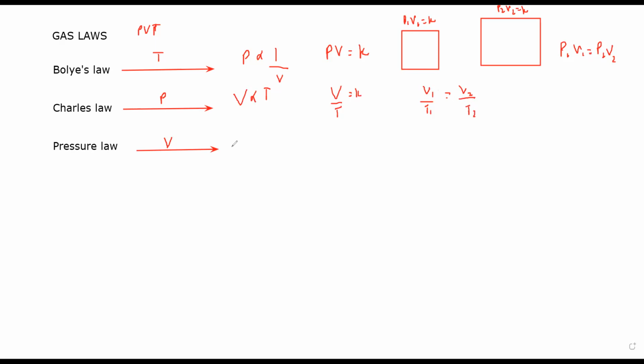For the pressure law, when the volume is kept constant, increasing the temperature will increase the pressure exerted by the gas molecules. When two quantities are directly proportional, their ratio is constant. So we can say P1 over T1 equals P2 over T2. But these are valid only with limitations: temperature constant, pressure constant, or volume constant.